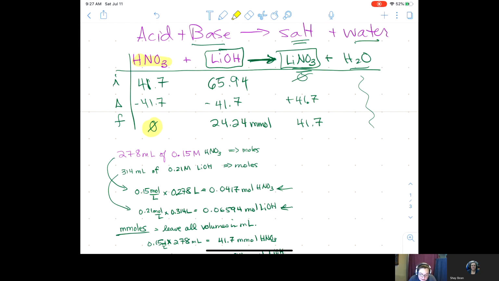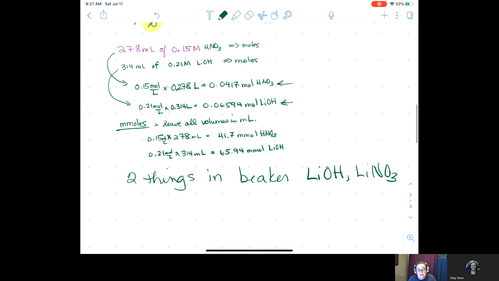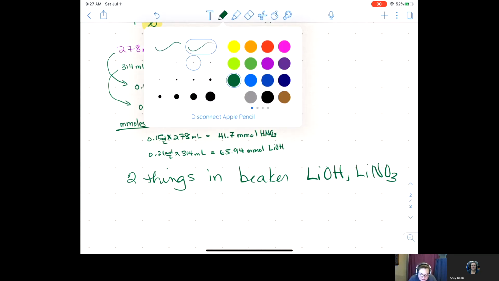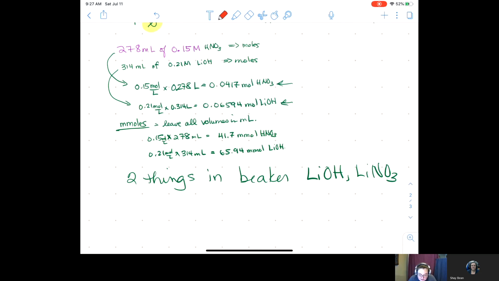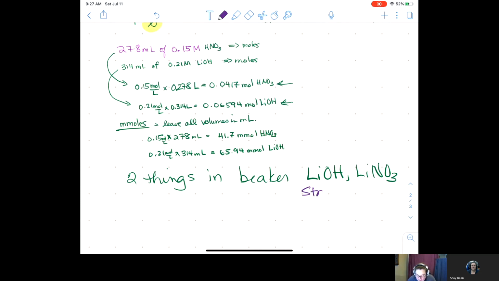So the two things that I'm left with in my beaker after this reaction are lithium hydroxide and lithium nitrate. And so I go through the process. Let me identify them. Well, lithium hydroxide is a strong base, and lithium nitrate is a salt.